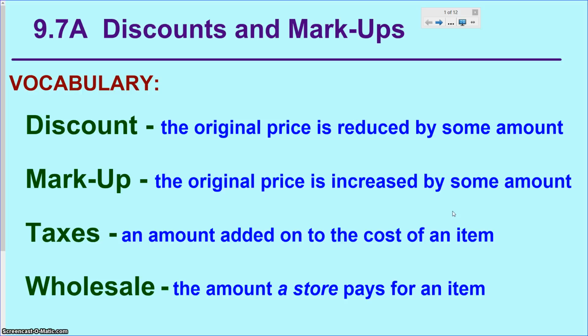And the one word that I'm not sure you might be familiar with would be wholesale. You know, you go to stores and you buy things. Well, those stores also have to buy those things. The amount that a store pays for something is called the wholesale. The amount that they sell it for is called the retail. And that's what you see when you look at the price tag, the retail of an item. So if you don't know any of these words, I would suggest pausing the video and copying those down.